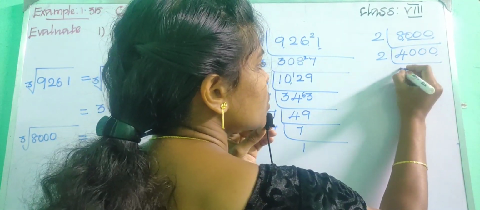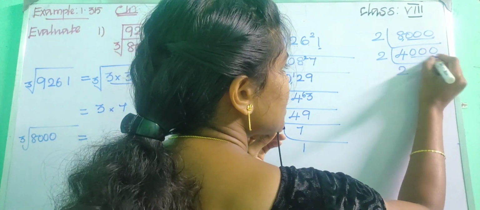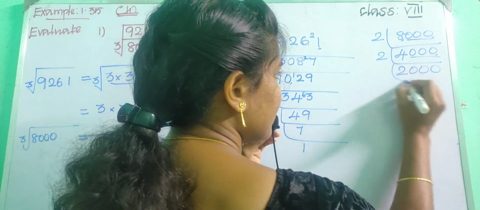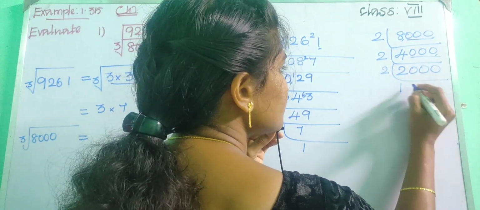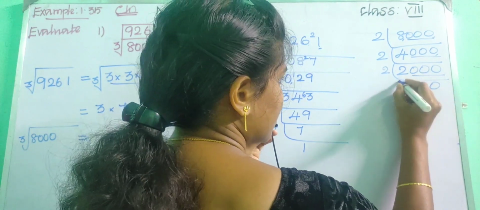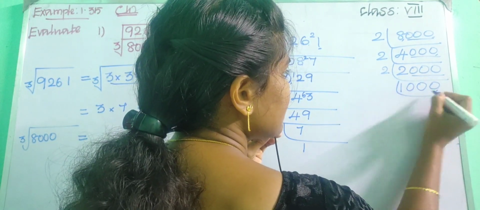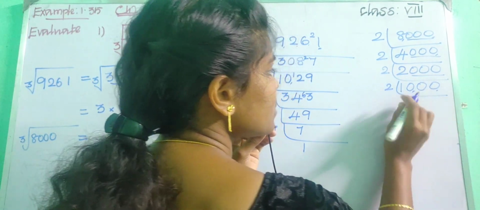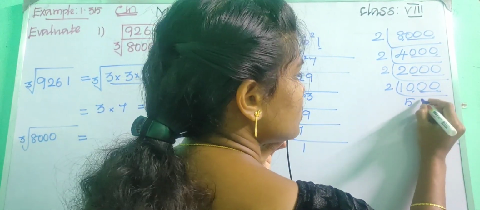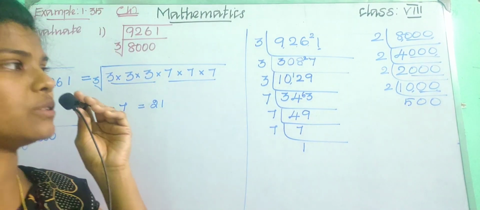So 2 2s are 4, how many zeros? 3 zeros, so we can put 3 zeros, okay. Again we can put 2, 1 2 is 2 and 3 zeros, so we can put 3 zeros, okay. Now again we can put 2, so now see 10, so it is 5 2s are 10, remaining how many zeros? 2 zeros, so now we can put 2 zeros, okay.